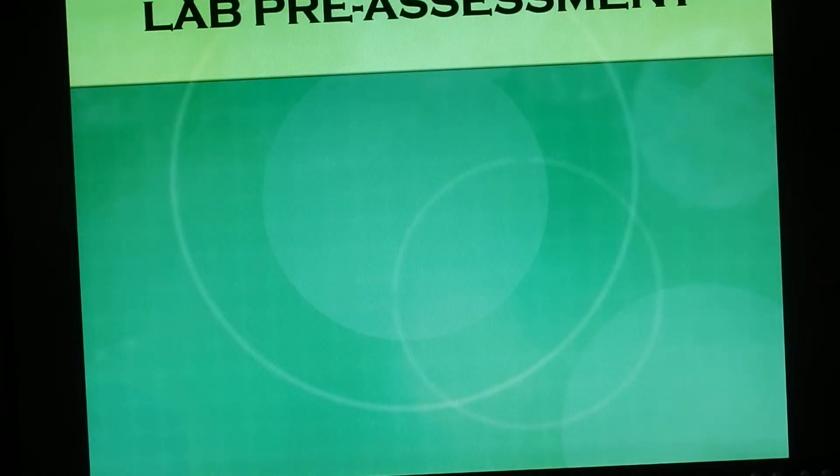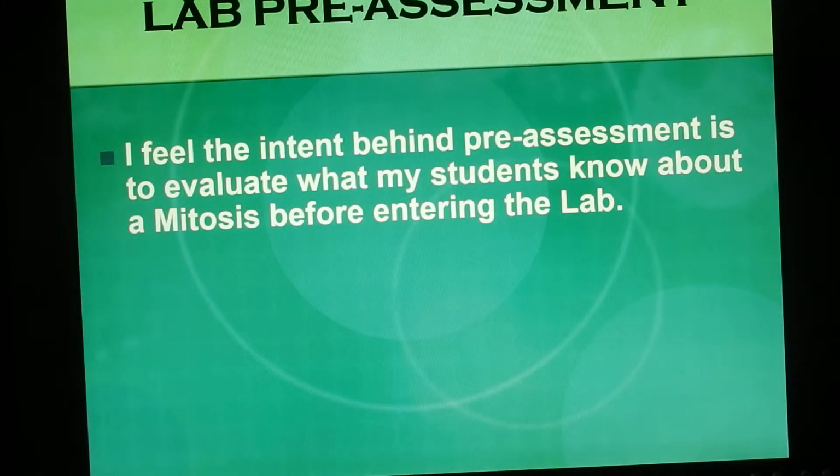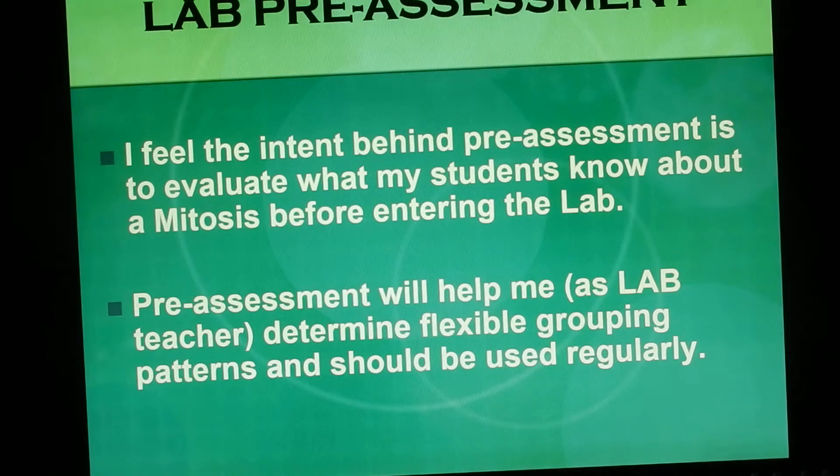Pre-lab assessment. I feel the intent behind pre-assessment is to evaluate what my students know about a mitosis lab before entering the lab. Pre-assessments will help me as a lab teacher determine flexible grouping patterns, and I hope to employ this regularly. I would employ this especially in the safety. If I have students that understood lab safety, I would group them with students that didn't quite understand lab safety.